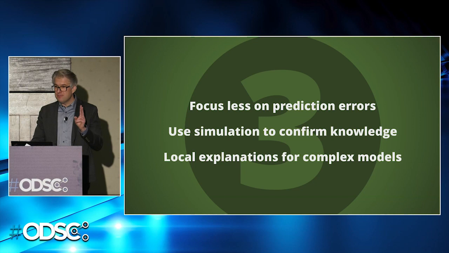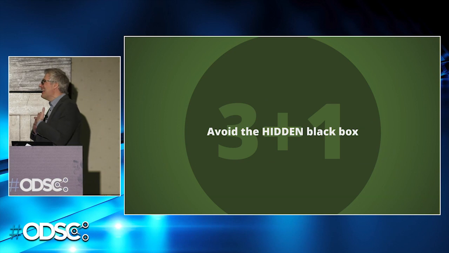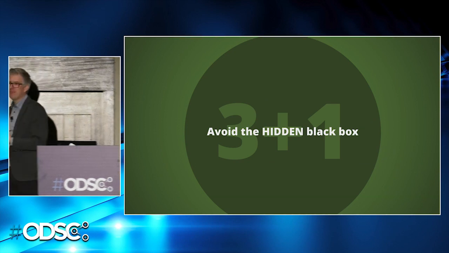So there you have it, right? That's a good set of techniques. We should be fine: focus less on prediction errors, use simulation, use local explanations, all good. But there's one more thing. And that is what we call the hidden black box.